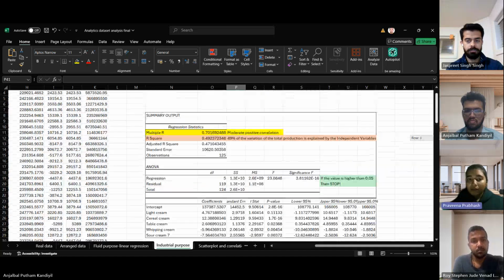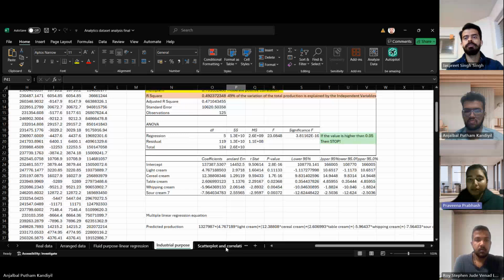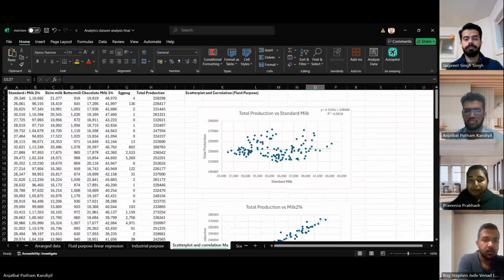Finally, Roy will explain how we visualized the findings in Excel. Thank you, Praveena. To effectively communicate our findings, we used Excel to create visuals that highlight key relationships within the data. Scatter plots were used to explore the relationship between individual production variables and total production.